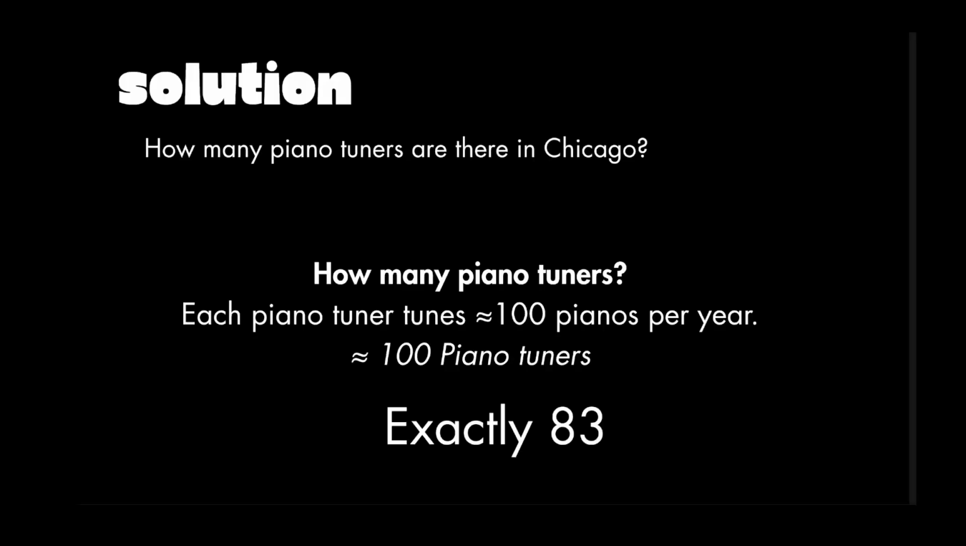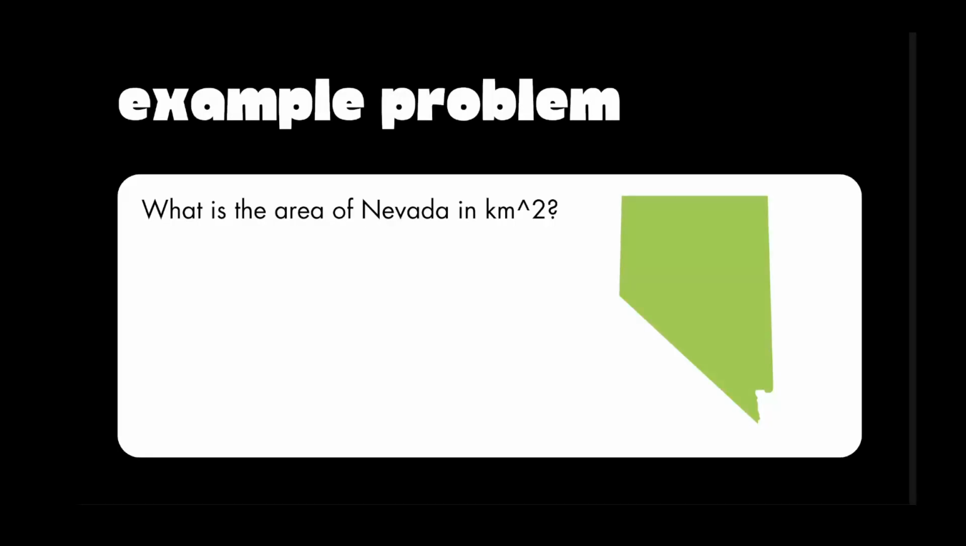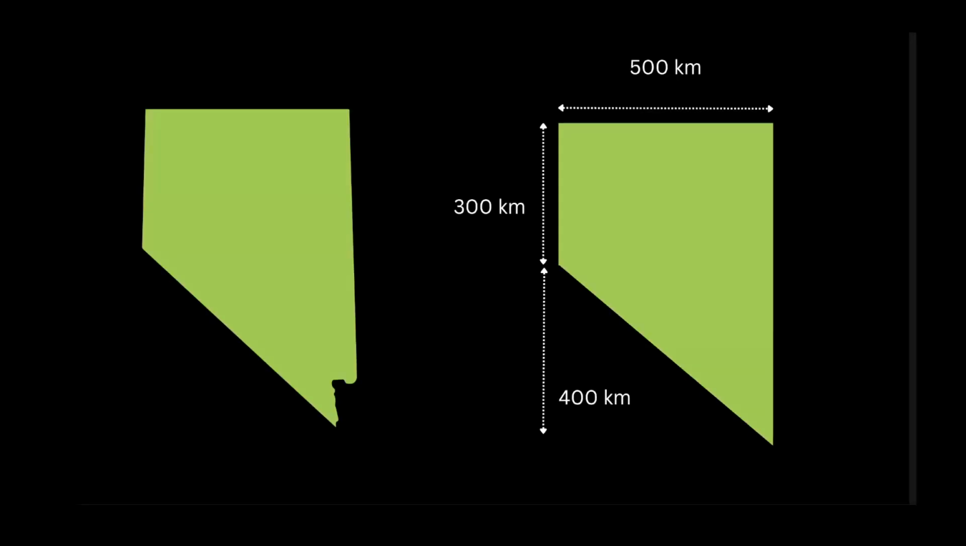Very close. So now I'm going to show you why the power of 10 approximation is unnecessary, but still pretty recommended. What is the area of Nevada in kilometers squared? Think of Nevada as a big rectangle and a triangle combined. And putting approximate measurements, this doesn't have to be power of tens. 500, 300, and 400. You can kind of guess this because the length looks larger than the height of the rectangle, and the height of the rectangle looks slightly bigger than the height of the triangle.